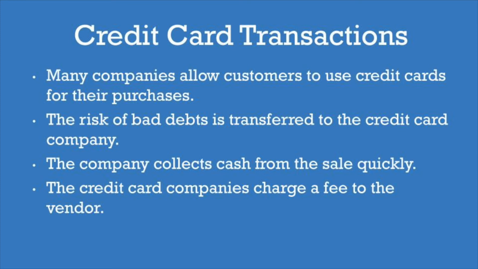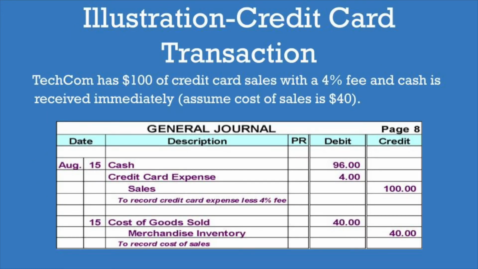So the company collects cash from the sale fairly quickly. The credit card company sends the cash over to the business, and the credit card company charges a fee to the vendor. So you're paying a percentage of your sales. For example, if someone buys something for $100 on a credit card, usually about 2% or $2 of the 100 goes to the card company. Different cards charge different amounts, so it's not a set amount. Let's take a look at an illustration of a credit card transaction.